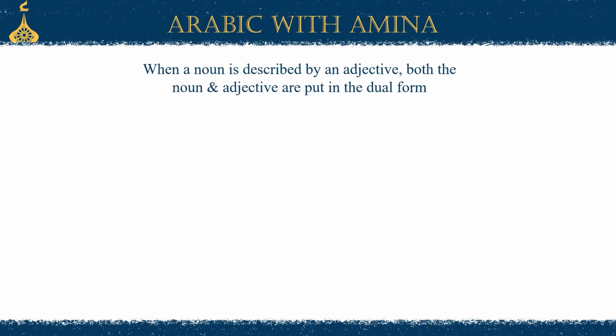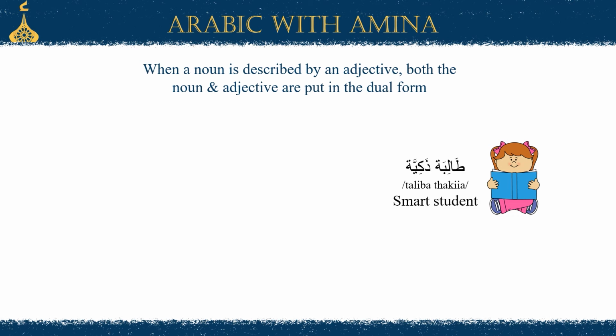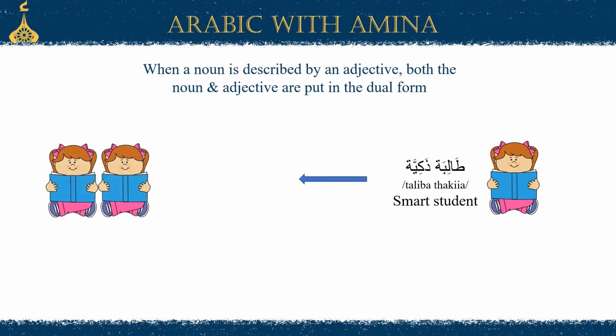So far, we've been transforming singular nouns into the dual form. However, when a noun is described by an adjective, both the noun and the adjective are put in the dual form. This is unlike English. So again, with our example of a student, this time we're going to be using a female student. We are going to say that this student is smart. طالبة ذكية. Now we want to say that there are two smart students.